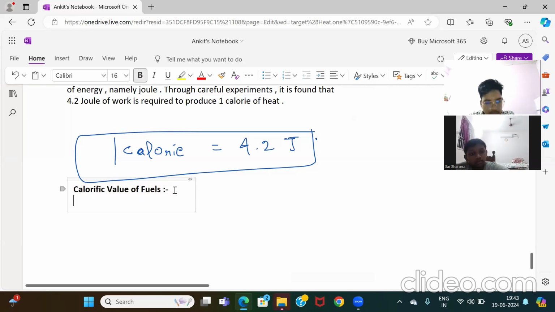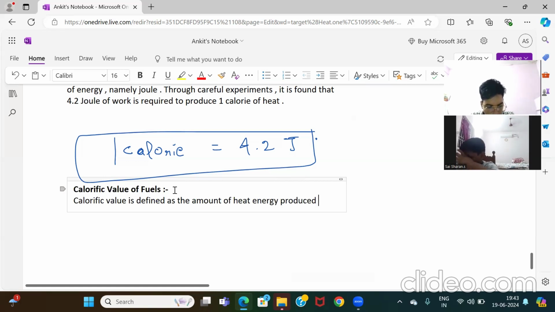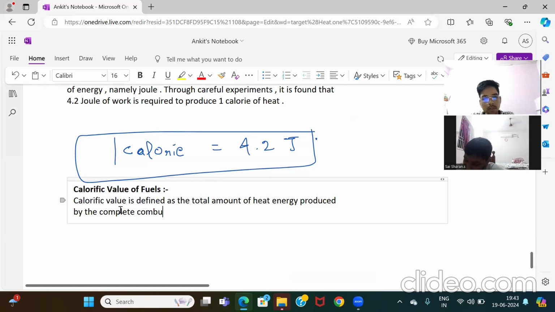Write down. Calorific value is defined as the total amount of heat energy produced by the complete combustion of a unit mass of fuel. Unit mass of the fuel. Fuel, understand? Petrol, diesel. So the total amount of heat energy produced by the complete combustion of unit mass of fuel, that is known as calorific value. Clear?